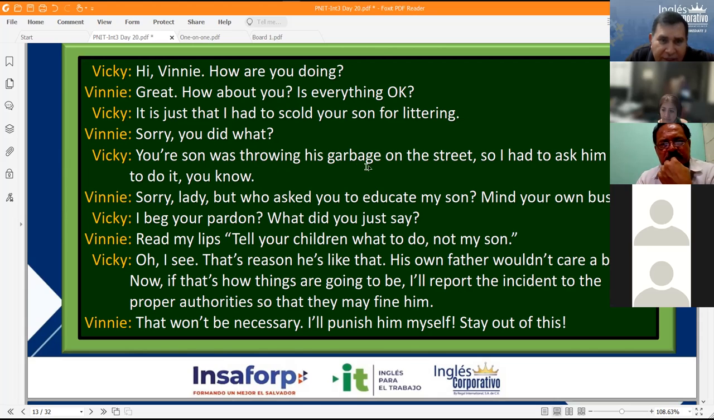This is littering, throwing his garbage on the street. So I had to ask him not to do it, you know? And then the man gets angry and he says, who asked you to educate my son? Mind your own business means pay attention to your own business, okay? I beg your pardon. What did you just say? Read my lips. Tell your children what to do, not my son.